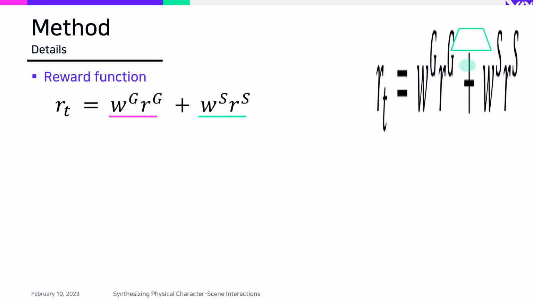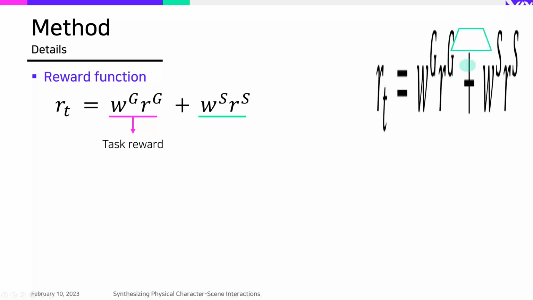The reward function r_t at each time step is specified according to this term. What? I don't know why this image is here, but sorry.